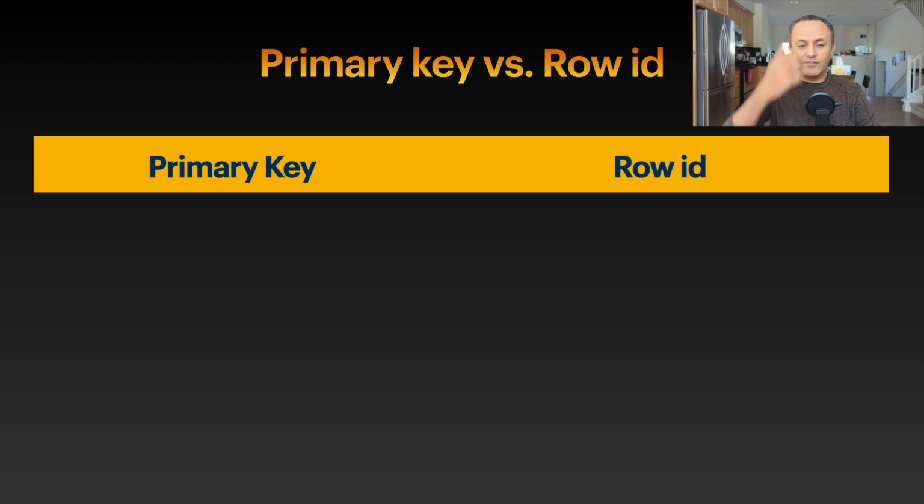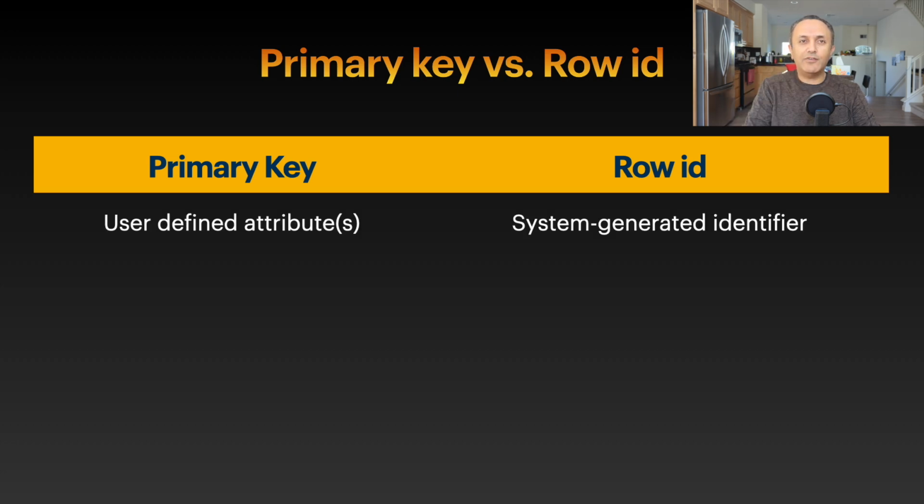All right, so the easy answer is they are different. Row ID is something different from the primary key, and I'm going to talk about the differences here. So the primary key is a user-defined attribute or set of attributes. So this is one or more of the attributes in a given table. So when you're creating the table, you say create table, these are the attributes, and then you designate one or more of these attributes as the primary key. So that's something that is created by the user.